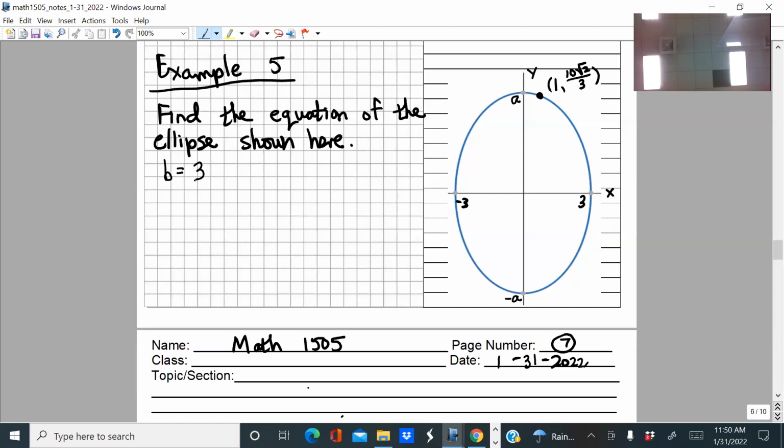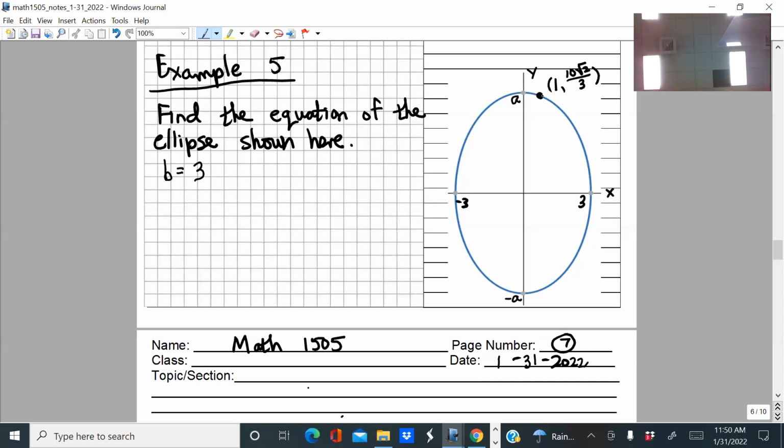We can see a there, but we don't know what a is equal to, and that's going to make it hard to figure out what c is. I have no idea where the focal points are on the y-axis. However, we do have one other important piece of information. We know one point on the ellipse: the point (1, 10 square root of 3 over 3) happens to be on the ellipse. So how can we make use of that information to figure out the equation for the ellipse?